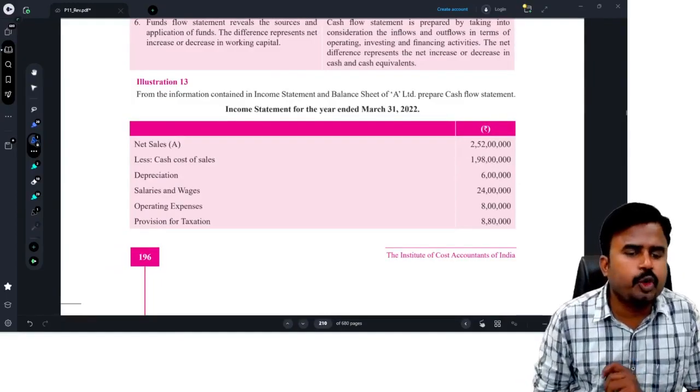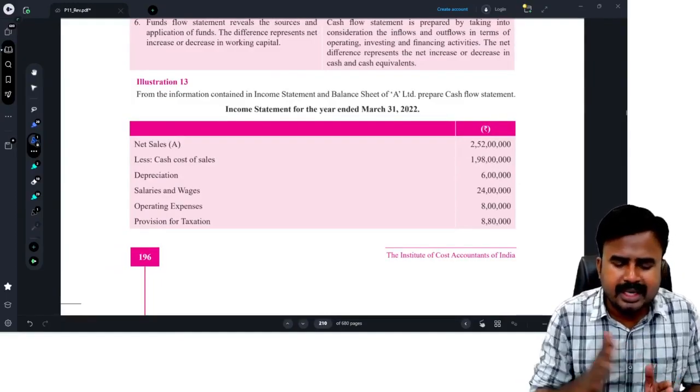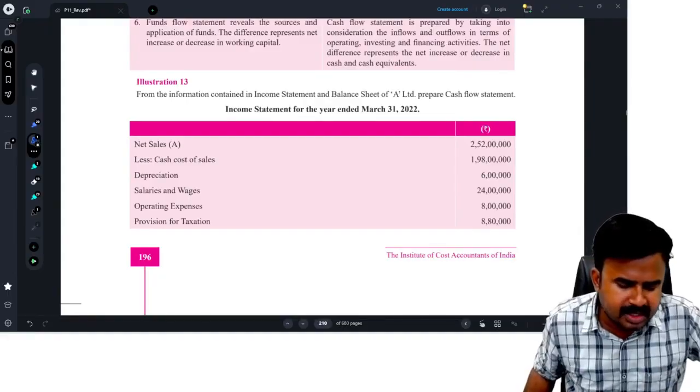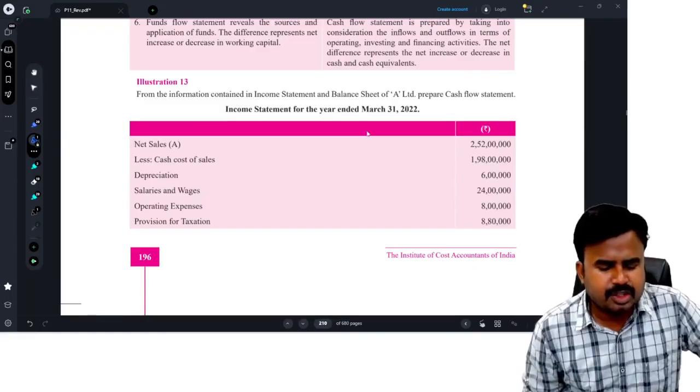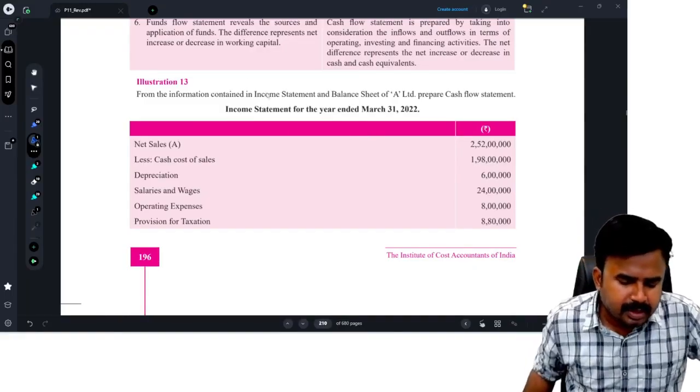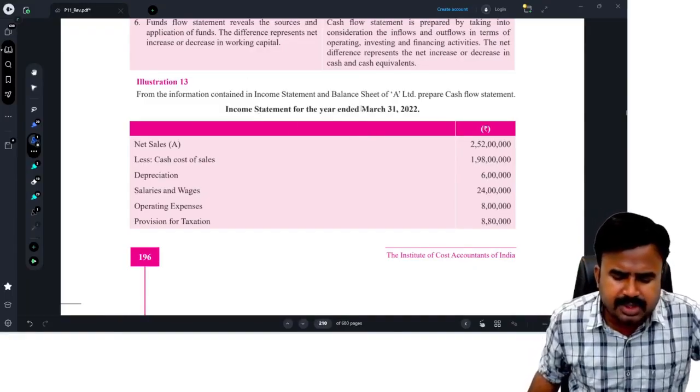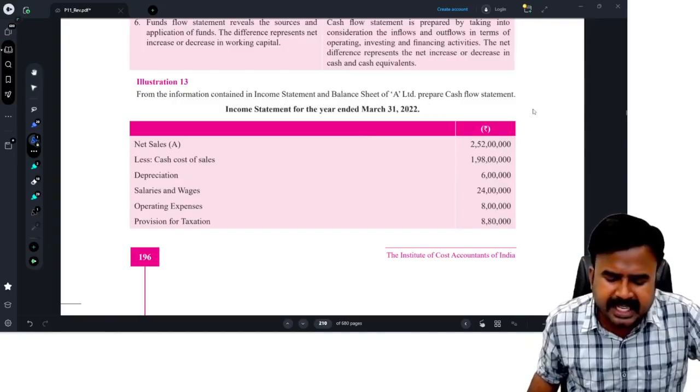I'm going to cover two problems under direct method and indirect method. Now the 13th problem, this is regarding direct method. A very different problem which covers so many transactions. From the information contained in the income statement and balance sheet of A Limited, prepare cash flow statement.